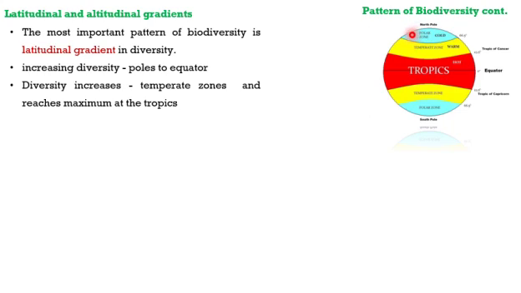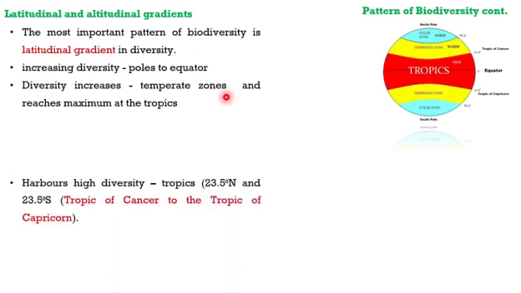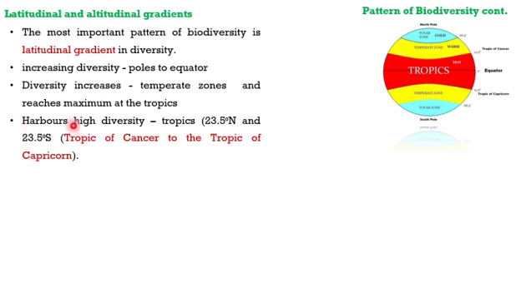Likewise, when you move from polar towards the temperate, the temperature will be a little warmer there, so you find a little higher biodiversity than the polar region. From temperate to tropical region, the temperature is really high. You get a lot of insolation, so that is why you find high biodiversity. So now you understand how the latitudinal gradient plays a significant role in the distribution pattern of biodiversity. That is why it is said that the tropical region harbors high biodiversity.